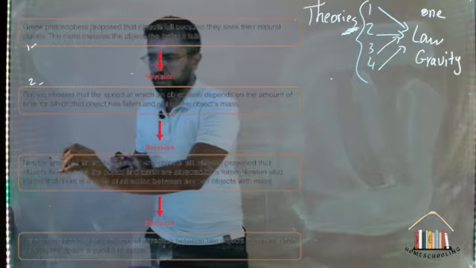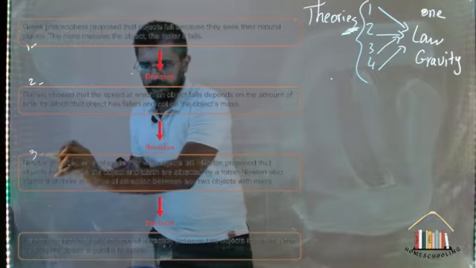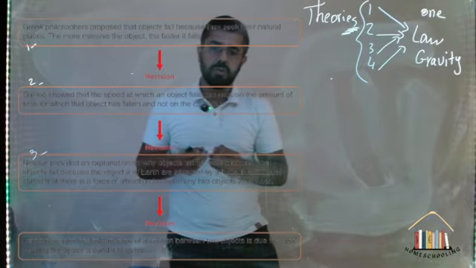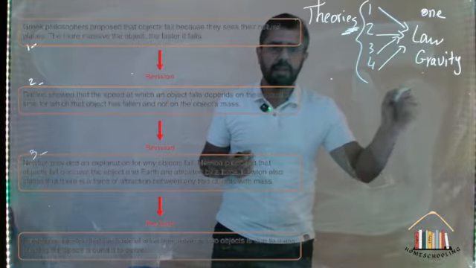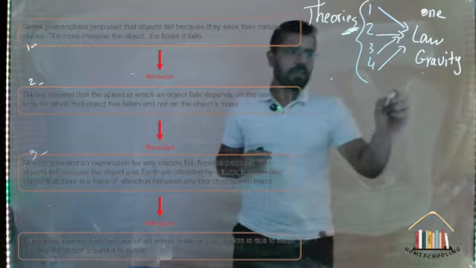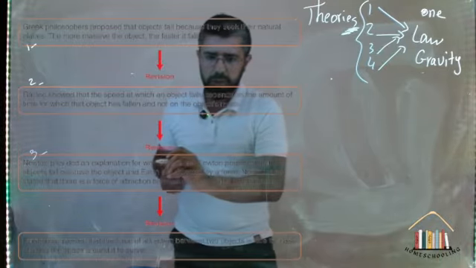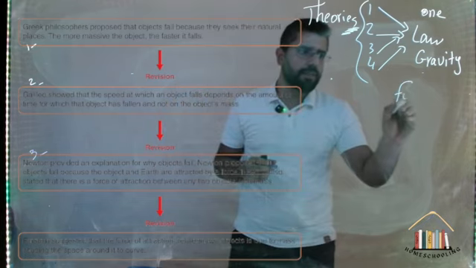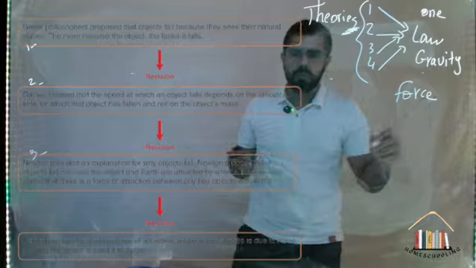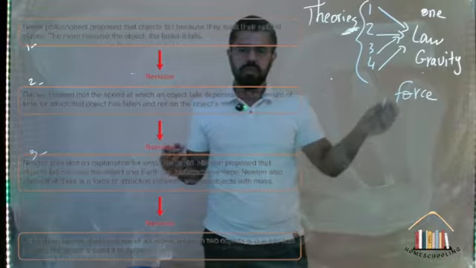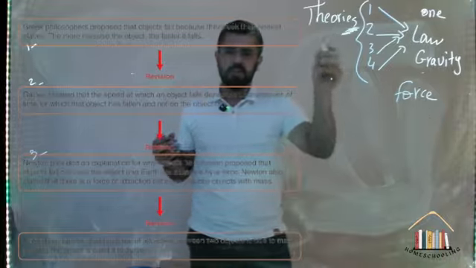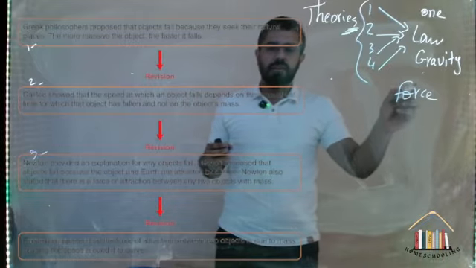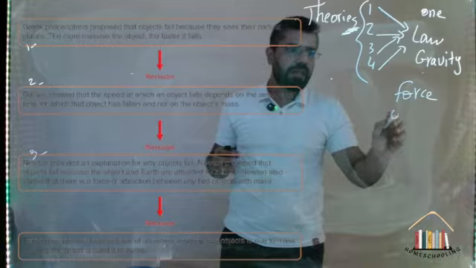Then we have Newton, another genius as well. He was also trying to explain the law of gravity, but this time using a very important word. He said it's about force of attraction. He included a new word in his theory. He said that the law of gravity is because of force of attraction.